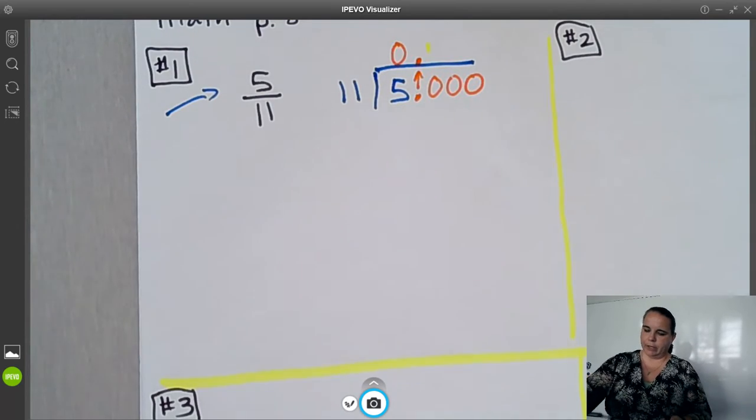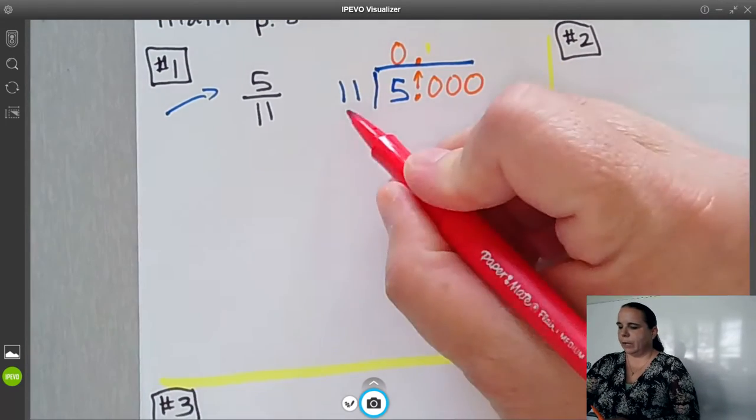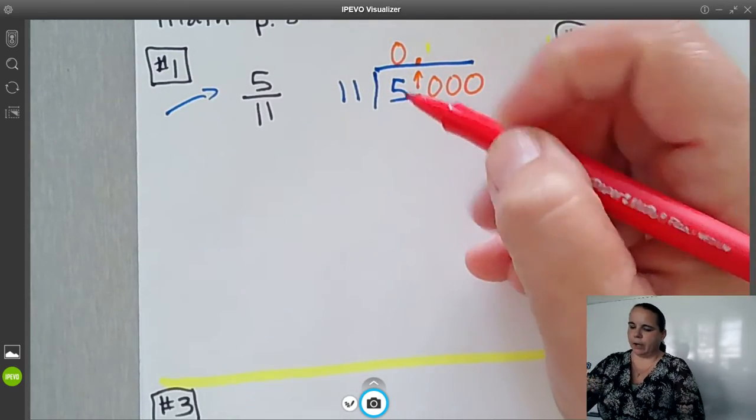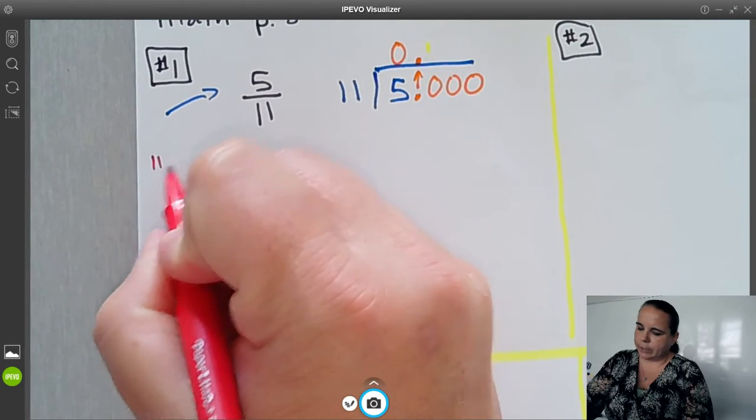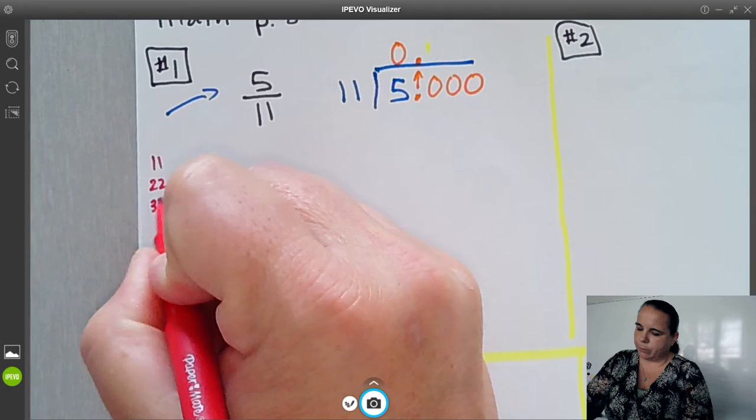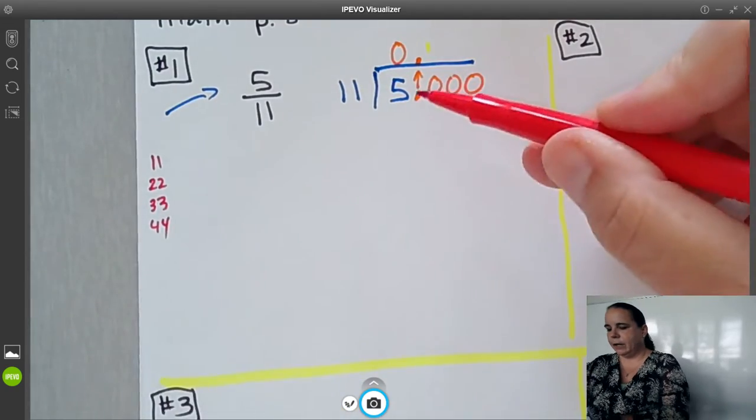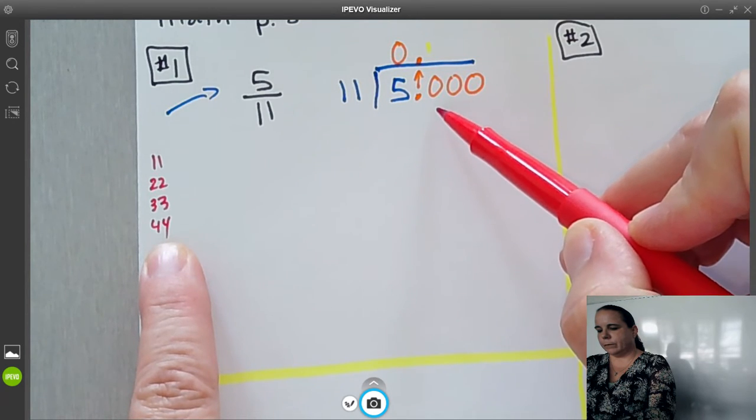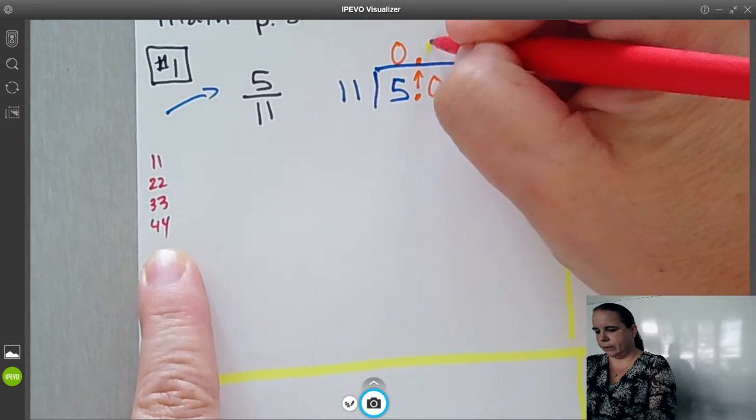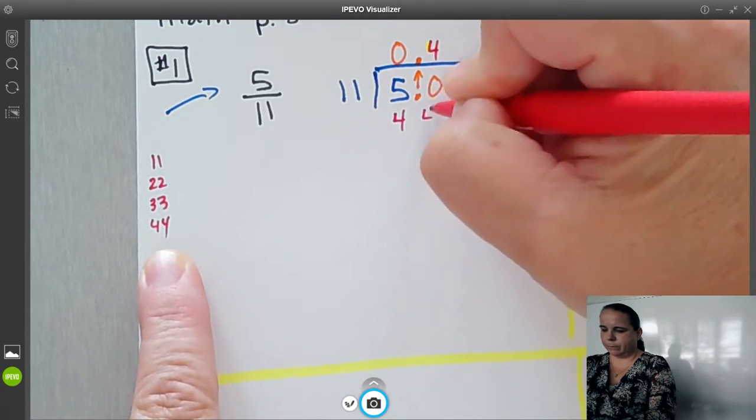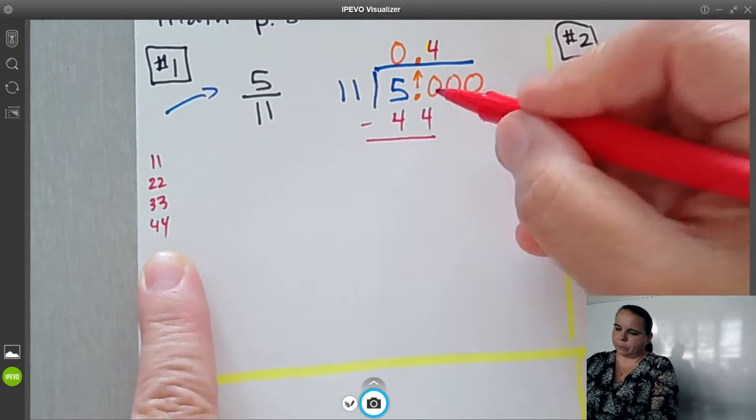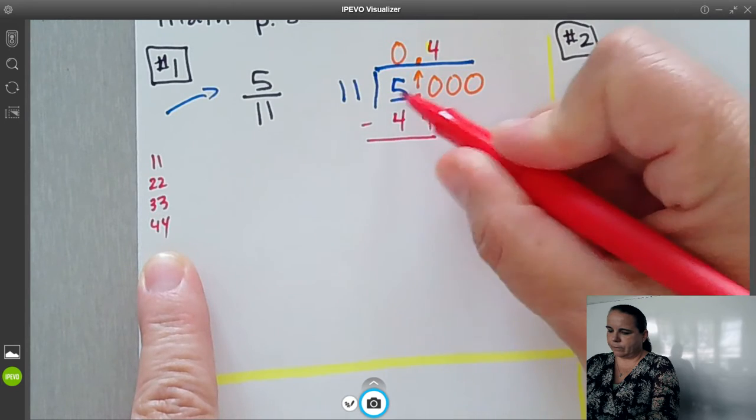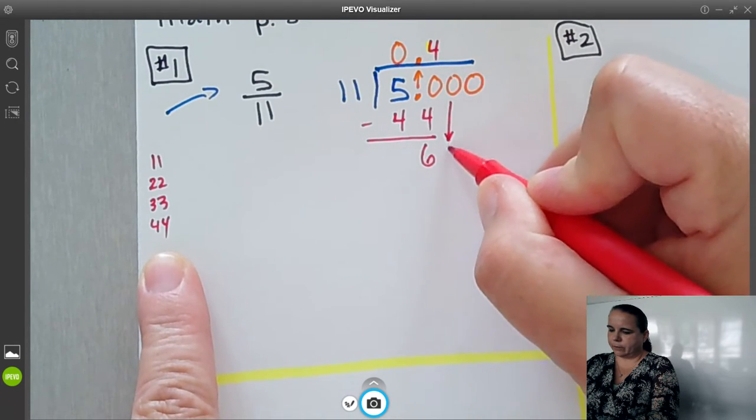All right. And now we just need to complete this with long division. So 11 goes into 50. If you don't know your multiplication facts all that well, what you can do is just write them over here. It's 11, times 1, 22, 33, 44. And so we can see that 11 times 4 is going to go in here evenly. So 4, that's 44. And then we're going to subtract. 50 minus 44 is 6. And then we bring down the 0.